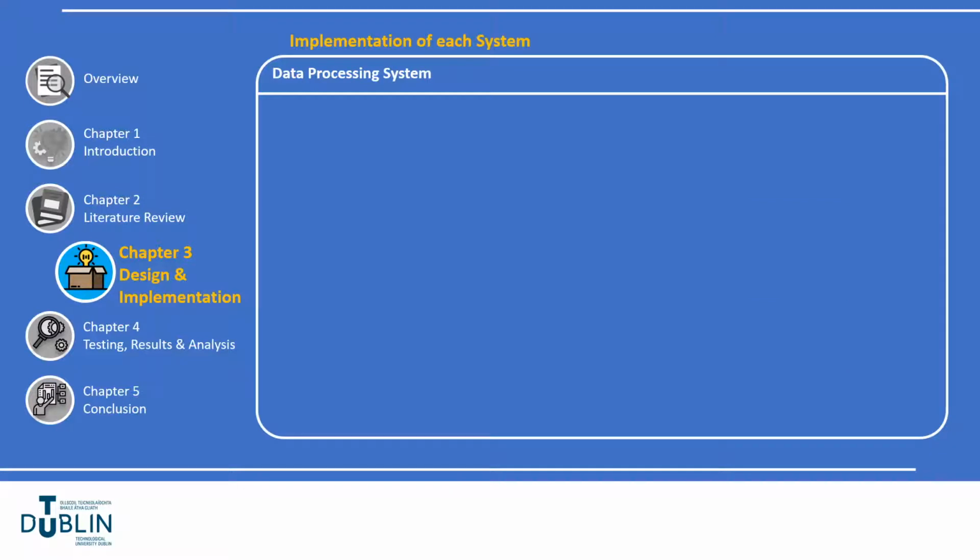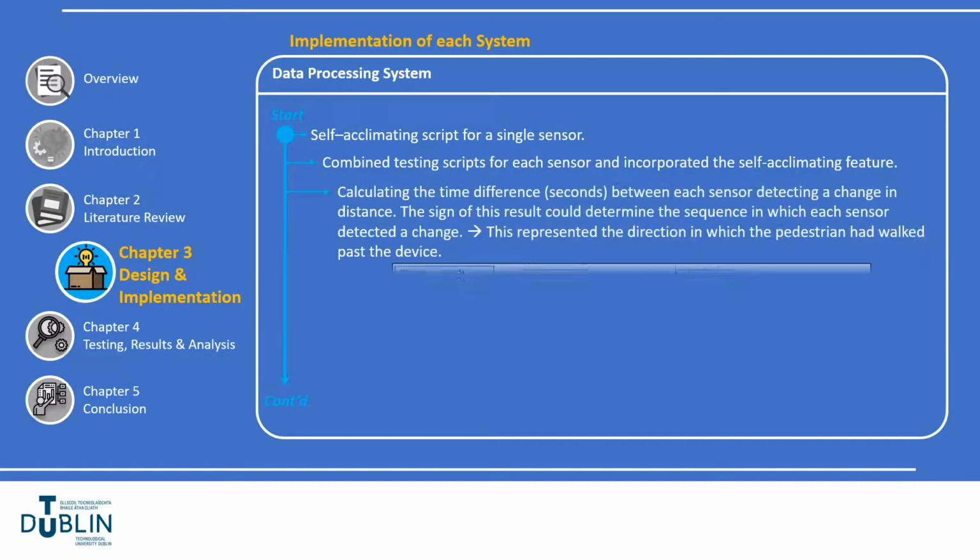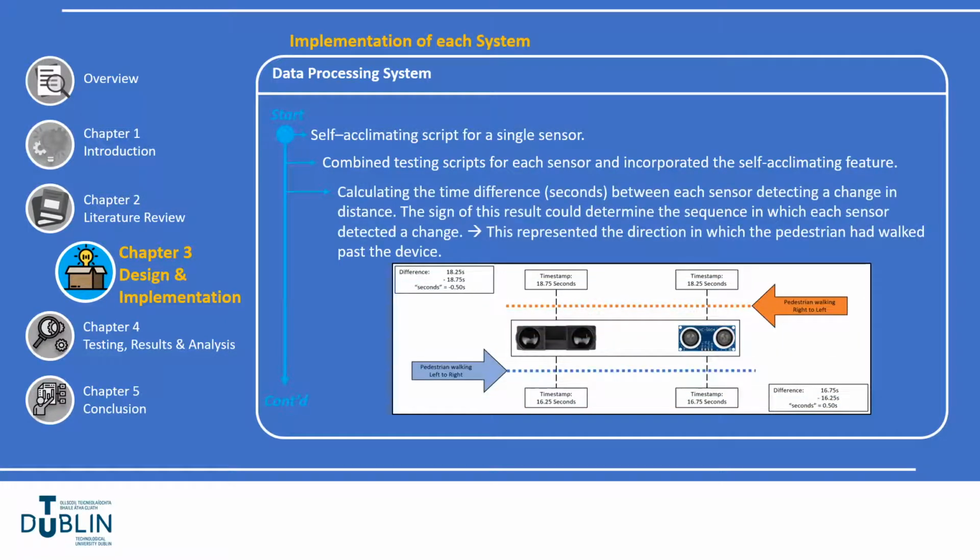Data processing system. Having implemented the final detection system, the data processing system could then be implemented. The first step involved combining the test scripts for each sensor and incorporating the self-acclimating feature. From there, the script was developed to calculate the time difference in seconds between each sensor detecting a change in distance. The sign of this result could determine the sequence in which each sensor detected a change. This represented the direction in which the pedestrian had walked past the device. The diagram shows how the direction of each pedestrian can be determined by looking at the sign of the calculated difference.